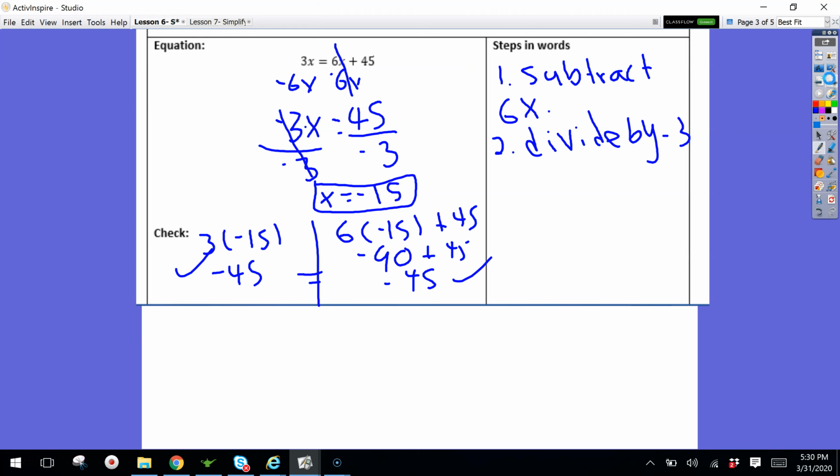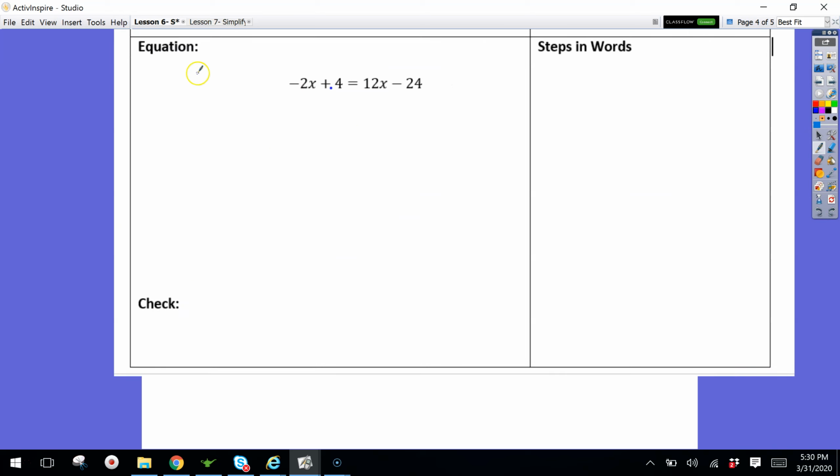Okay, so now let's go ahead and try the next one. Here, the first thing again is to move the x over to one side or the other. In this case, it doesn't matter because I have constants on both sides, so there's no strategic side. If I move over the 2x, I can add 2x to both sides. If I move over the 12x, I can subtract 12x from both sides. I like adding more, so we're going to move the 2x.